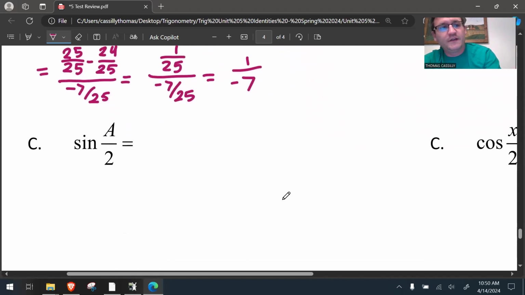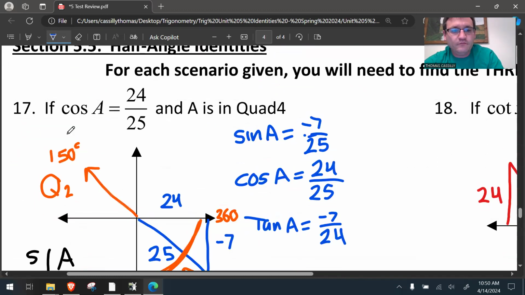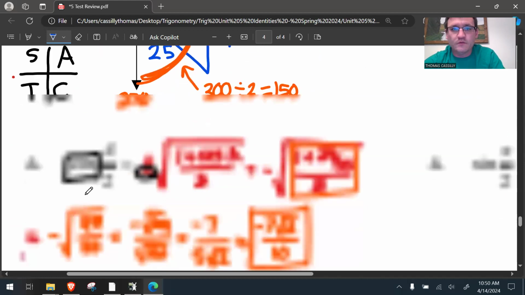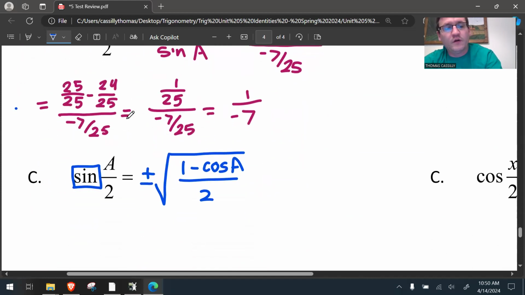And then the last one, your identity here. Let's get a different color. That is plus or minus again the square root of (1 minus cosine of A) divided by 2. And again, this is a sine, and just like the reason above, we know a sine is positive in quadrant 2. This idea here, sine is positive in quadrant 2. So we are going to end up sticking with the positive value on this guy.